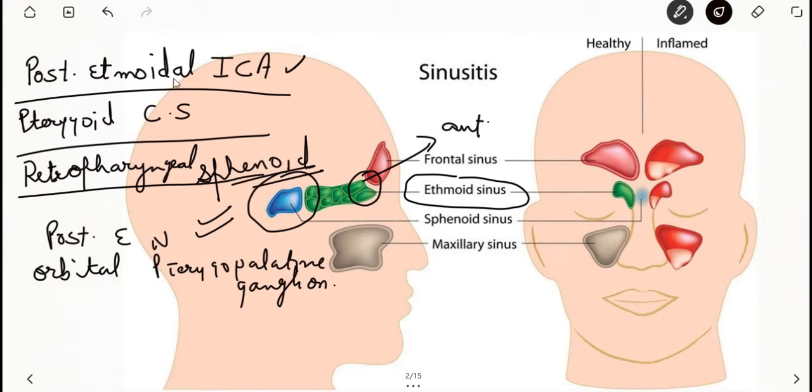into the middle meatus of the nose. It is supplied by anterior ethmoid nerves. The lymphatic drainage is into the submandibular lymph node. The posterior ethmoid sinuses open into the superior meatus. It is supplied by posterior ethmoid nerves and lymphatic drainage is into the retropharyngeal lymph nodes.